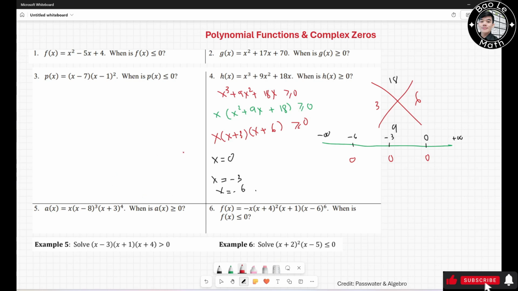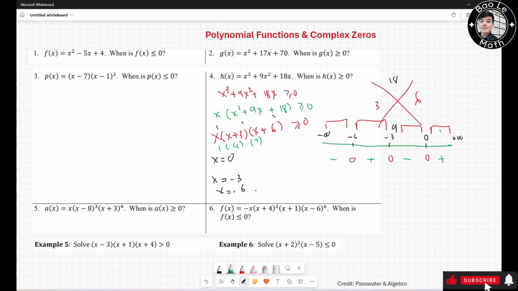Now I need to test. They all have multiplicity 1, so I just test one value and keep changing the sign. So I have 1 interval, 2 intervals, 3 intervals, and 4 intervals. Now I need to pick a number within an interval. I'm going to pick 1 and substitute it over here, so I have 1 times 4 times 7. So it is positive. So this one is positive, and I keep changing the sign: negative, positive, and negative.